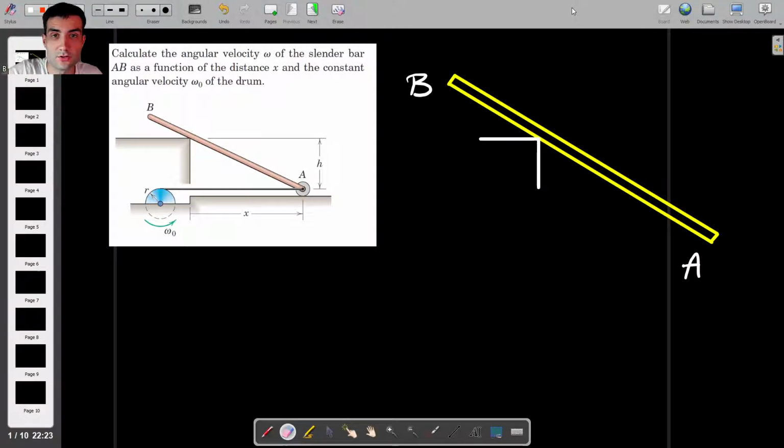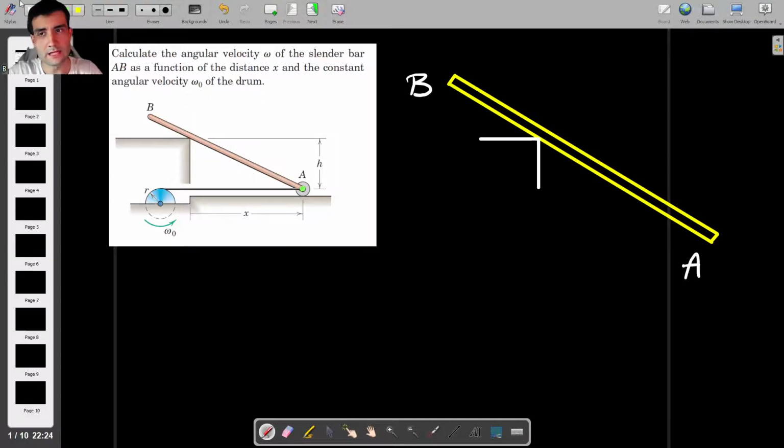So here's an interesting question on kinematics. What we have is a slender bar called AB, and end A of the bar is attached to a drum that's rotating counterclockwise via a string, right? As the drum is rotating, it's also pulling end A of the bar towards it, so to the left, basically. And the question is asking us to find the angular velocity of the bar, right?